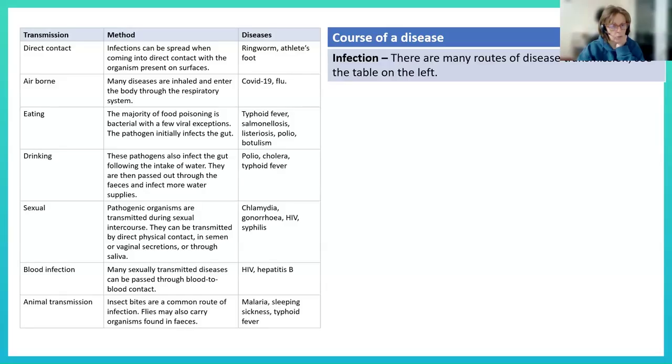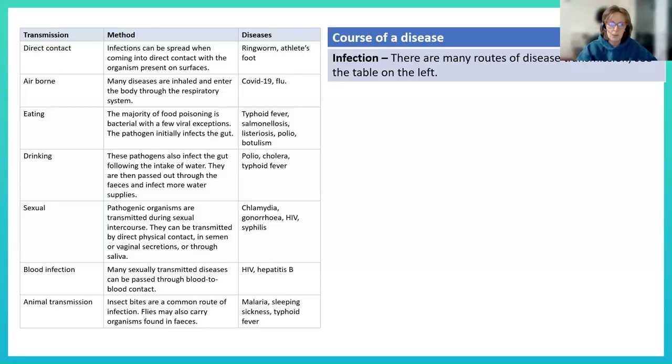So we've got direct contact. That means you need to touch someone, or athlete's foot. Ringworm can be spread by direct contact. So you either come into contact with the pathogen itself, or it can be left on surfaces like athlete's foot. It's a fungal infection, and you can pick that up off the gym floor or the changing room floor. So that's a good reason to take your sliders or flip-flops with you when you're getting changed in the changing room.